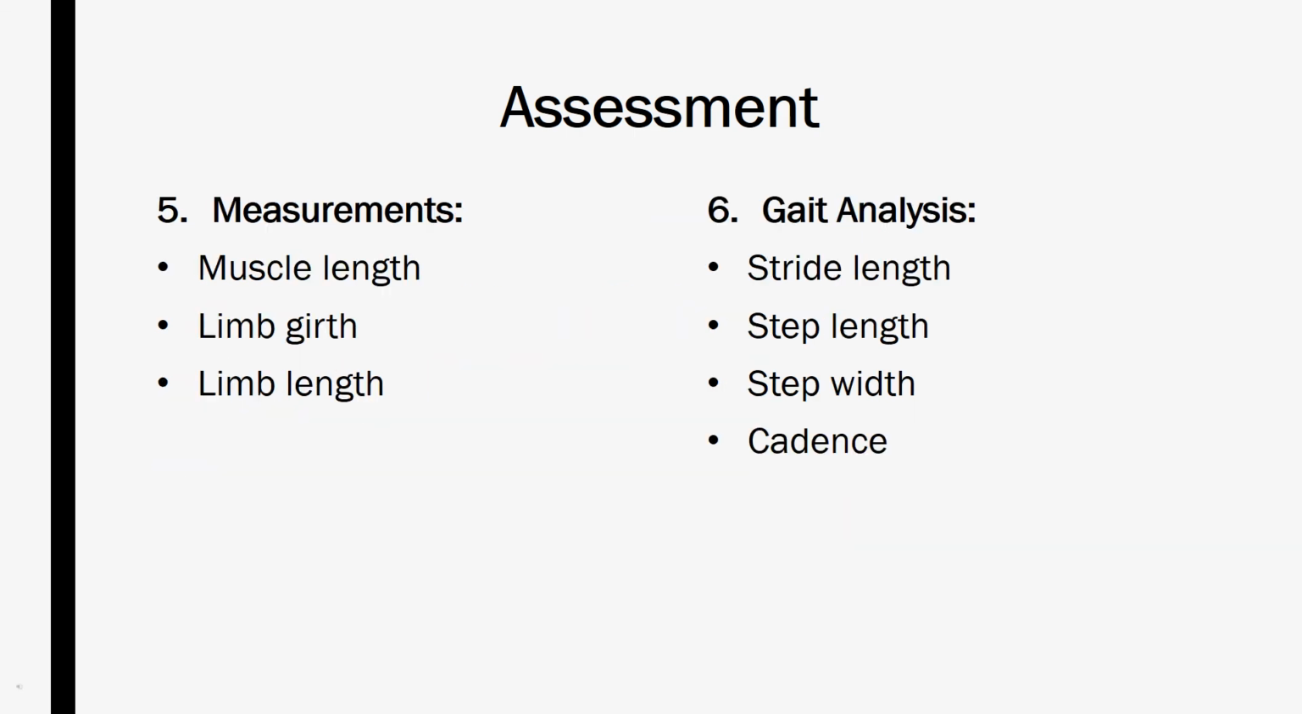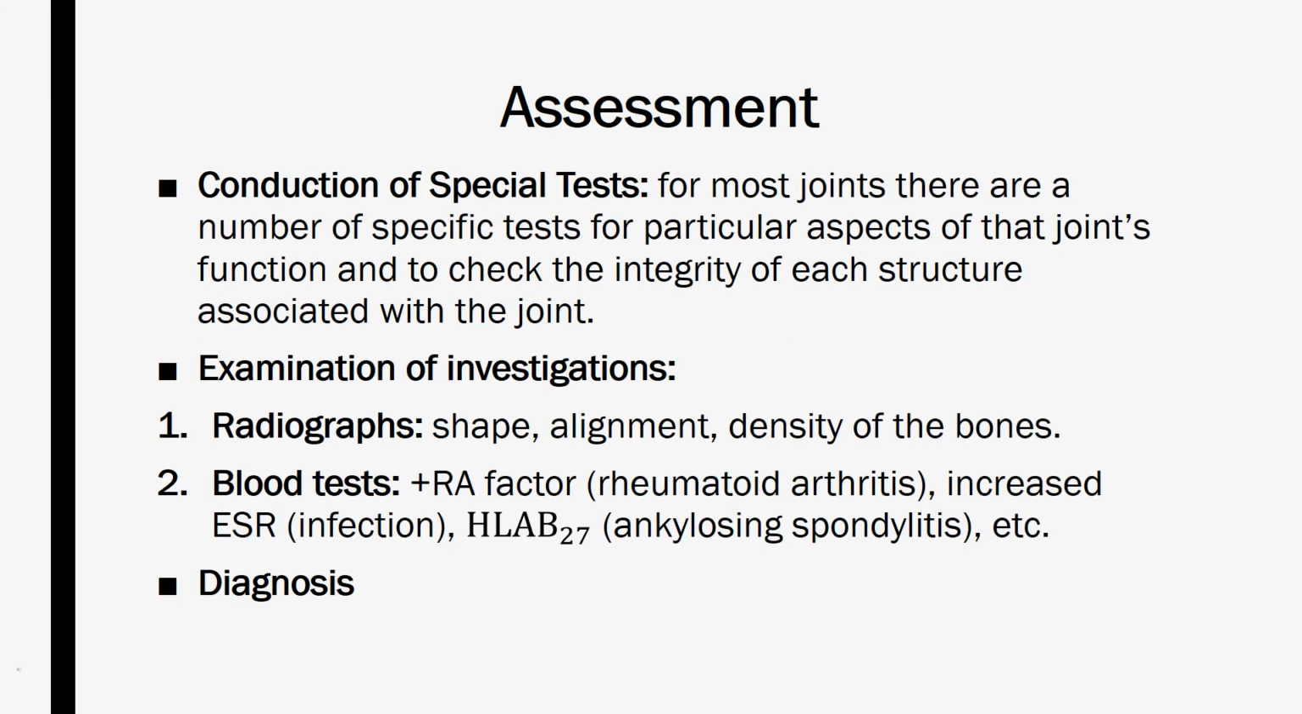After reflexes, fifth is measurements. This includes muscle length, limb girth and limb length. Sixth is gait analysis. This includes stride length, step width and cadence, which are calculated. Conduction of special tests. There are specific tests for each and every joint to check the function and integrity of the structures in and around the joint.